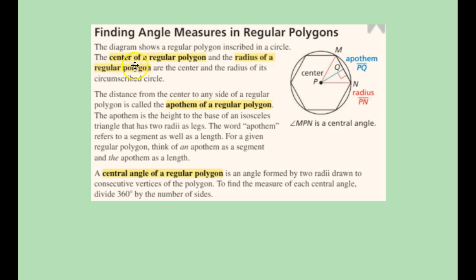Okay, so here's some information. The center of a regular polygon and the radius of a regular polygon are the center and the radius of its circumscribed circle. So again, my radius length is also dealing with the circle around it. Okay, so the distance from the center to any side of that regular polygon is called the apothem. That's the height of my isosceles triangle, right? And I'm always going to be breaking these polygons into isosceles triangles, so that apothem is the height of that triangle. And remember, to find the area of a triangle, I need to have that height value.